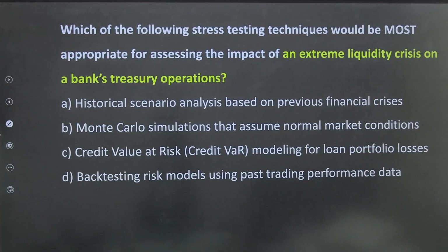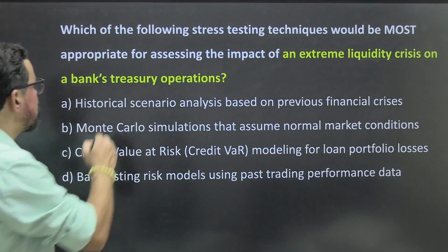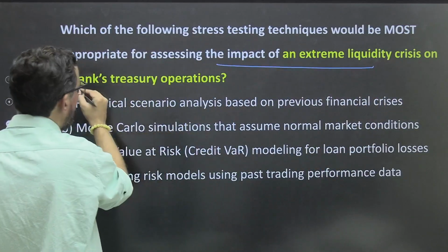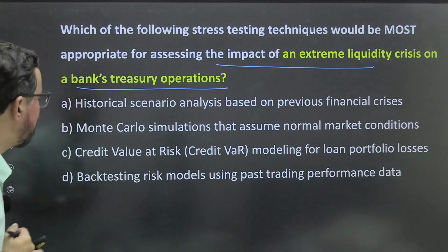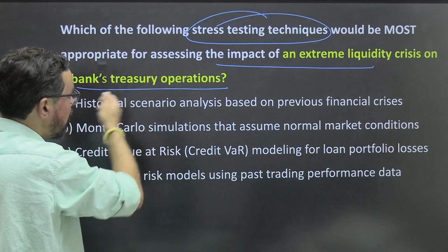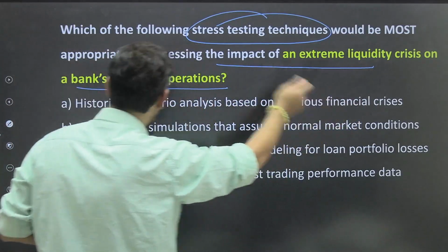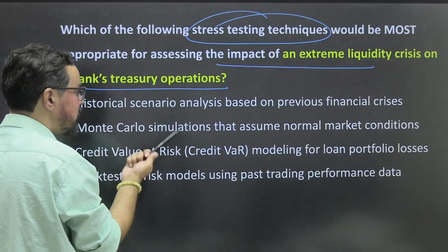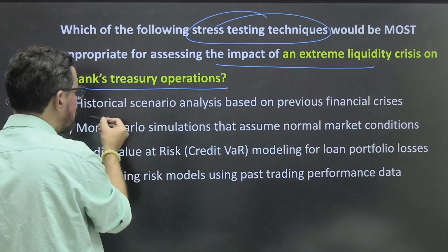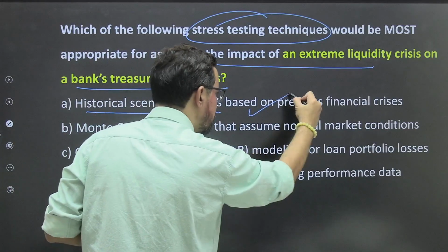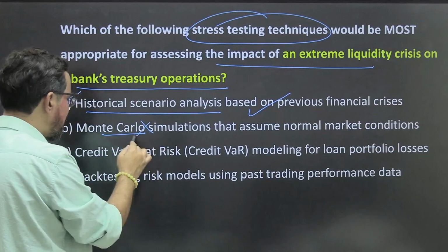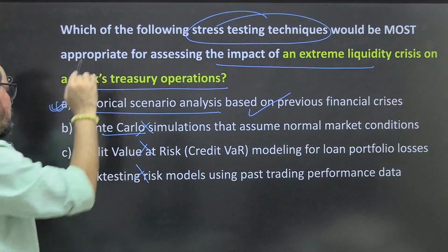Which of the following stress testing techniques would be the most appropriate for assessing the impact of an extreme liquidity crisis on a bank treasury operations team? So, historical extreme crisis on the bank treasury. Yes, so it is extreme, so we can use historical scenario analysis based on a previous financial crisis like the 2007-08 global financial crisis. Monte Carlo is not effective for this one. Credit is not. No. So option A should be the right answer for this one.